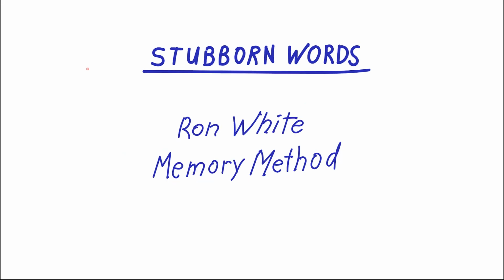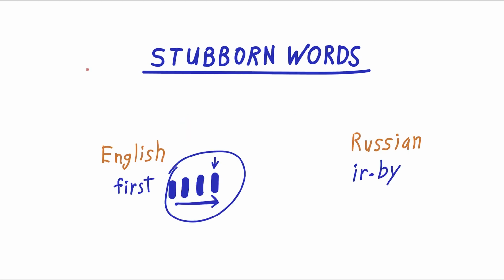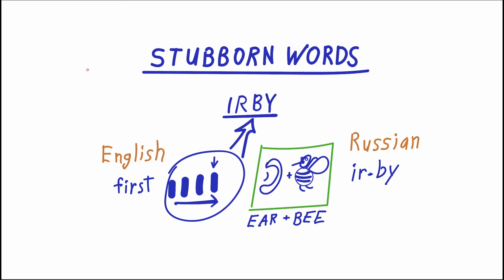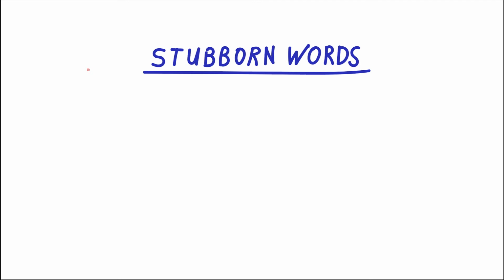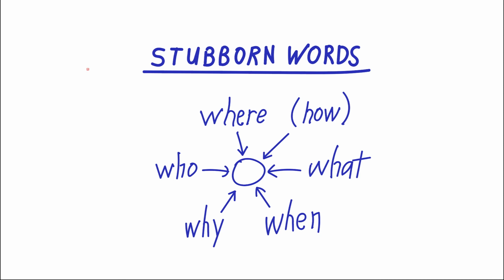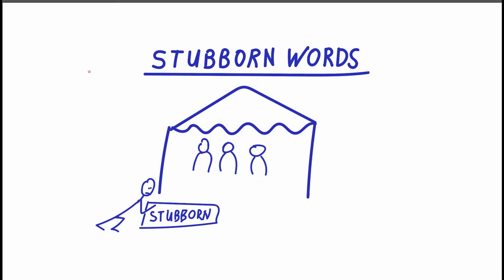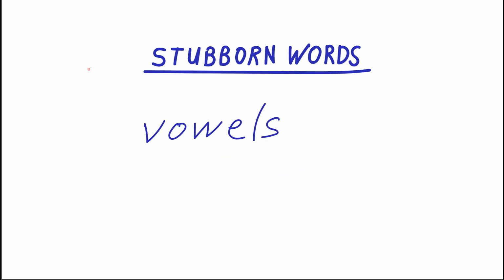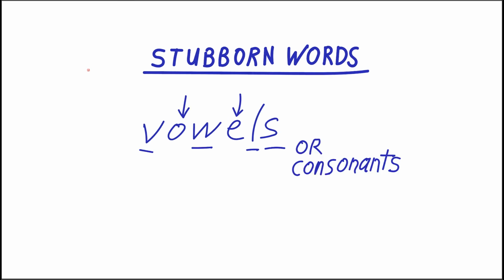The Ron White memory method can also be used for stubborn words. This method uses vivid, sometimes silly pictures as an intermediate step in the memorization process. Use the 5 W's, who, what, why, when, where, as additional vectors in the circle of meaning when storing the new word. Imagine taking a stubborn word into the tent and having a conversation. Try tapping a finger with each syllable and be aware of all the vowels in a new word.